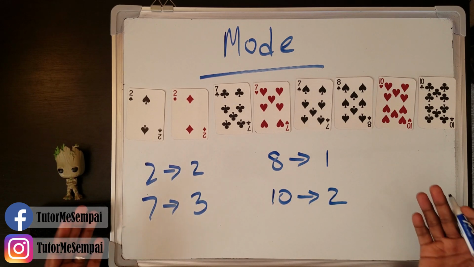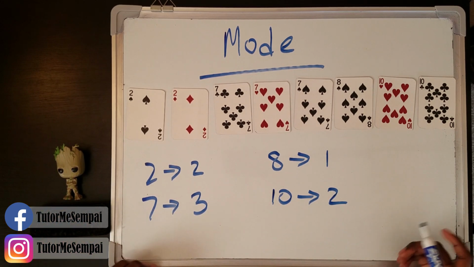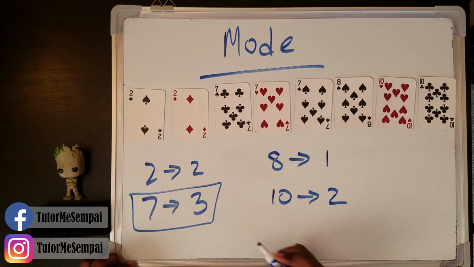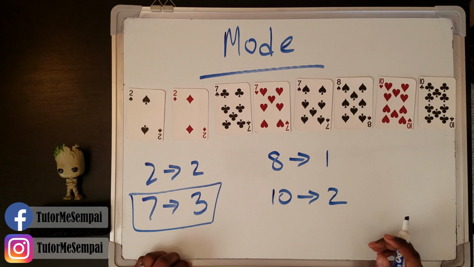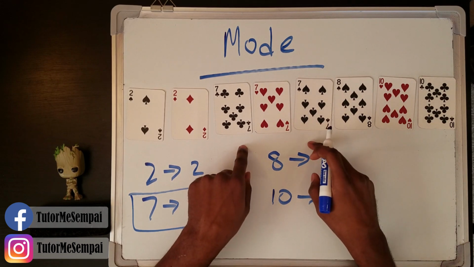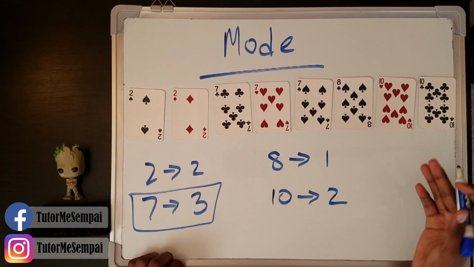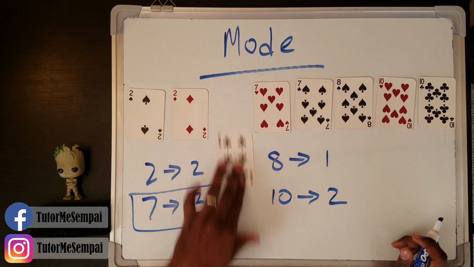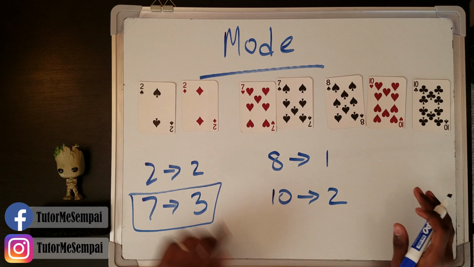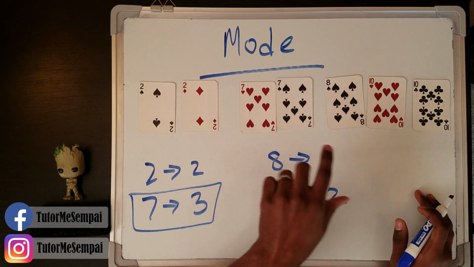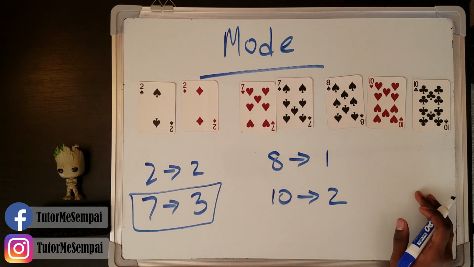So which one shows up most often? Well, that would be our 7s, right? Our 7s are the mode for this set of data. They show up 3 times, which is more than anything else present. But what happens if I remove a 7? Now we have this set here, where we have 2 2s, 2 7s, an 8, and 2 10s.